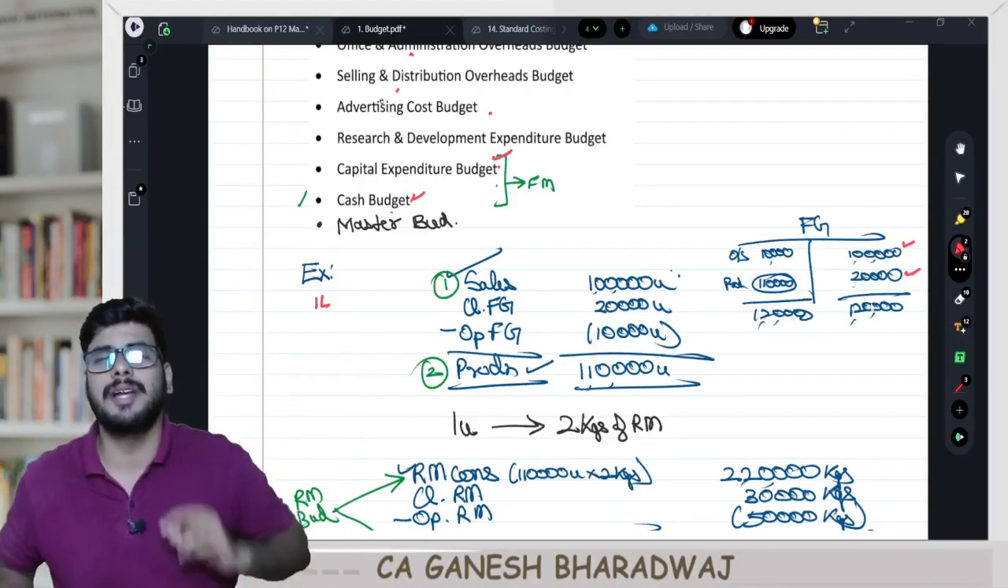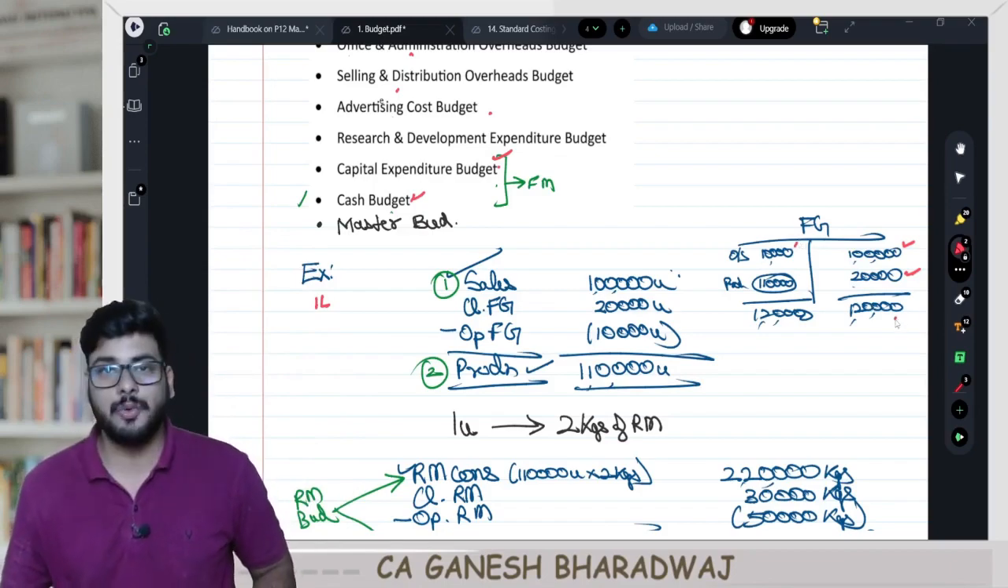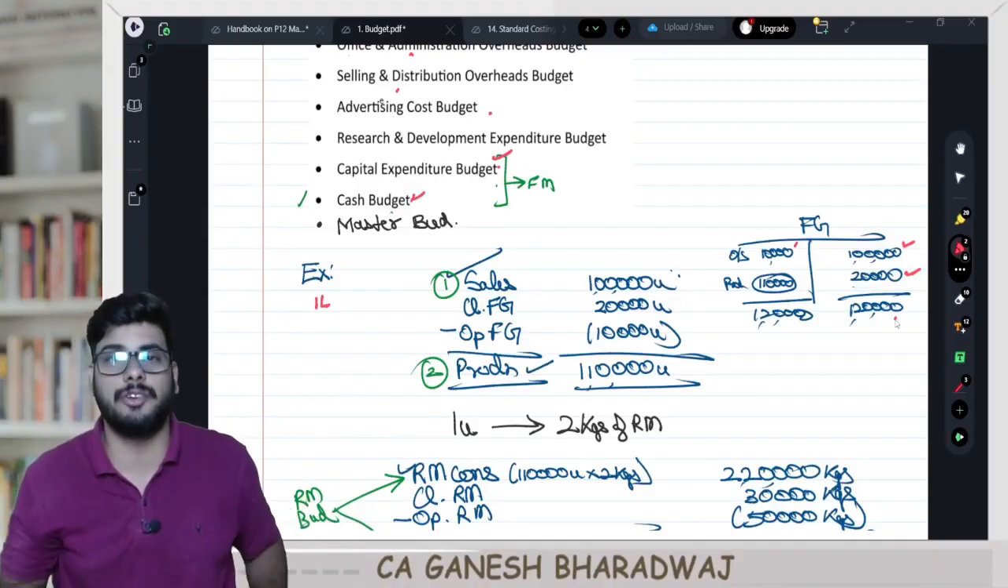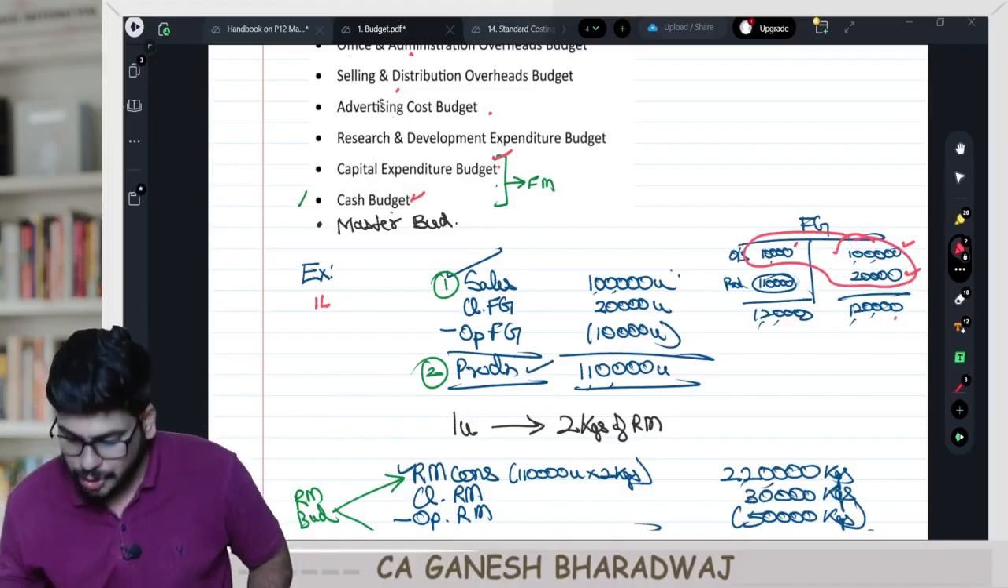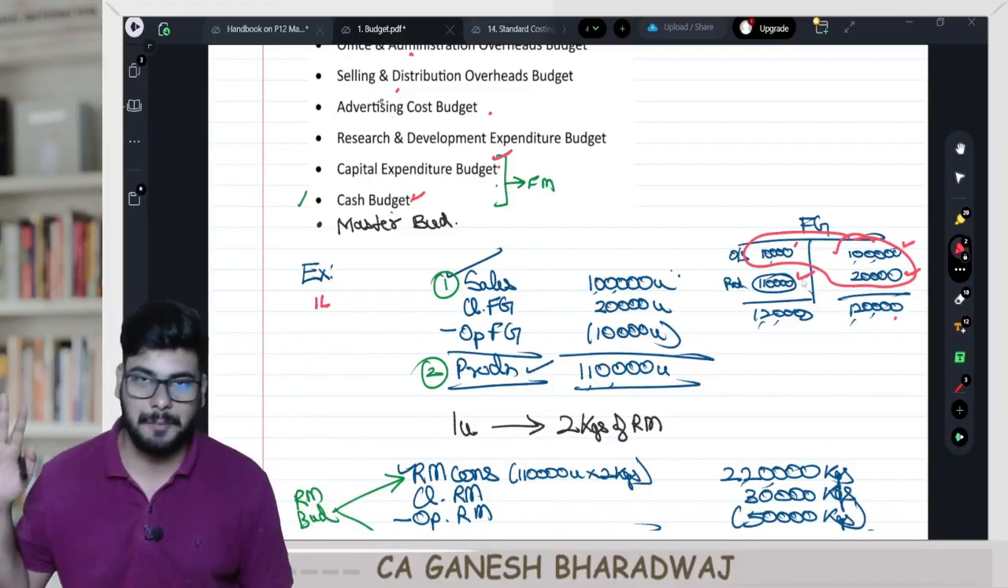But wait, they have also given one more data. The company already has an opening stock of 10,000 units, which means you need not produce 1,20,000. Out of this, 10,000 is already produced and you already have it in your opening stock. So you reduce that. If you net off these three, you get what? The number of units to be now produced in the upcoming period. Are you clear with this?